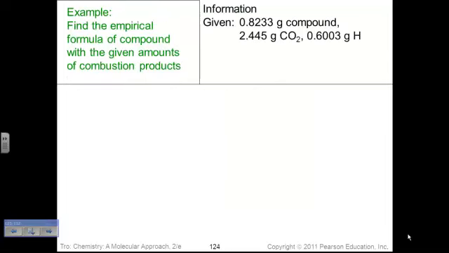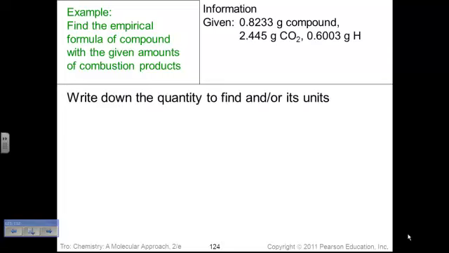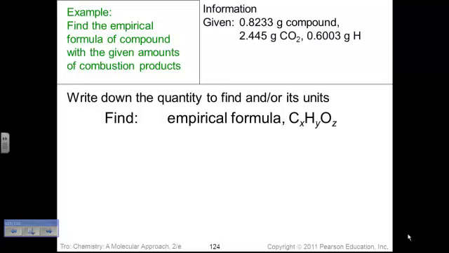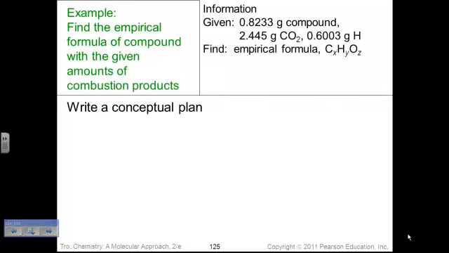We have 2.445 grams of carbon dioxide and 0.6003 grams of water, and that mass data has to work into mole data, which then goes into an empirical formula.